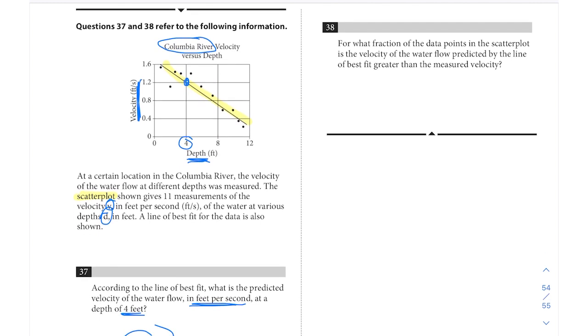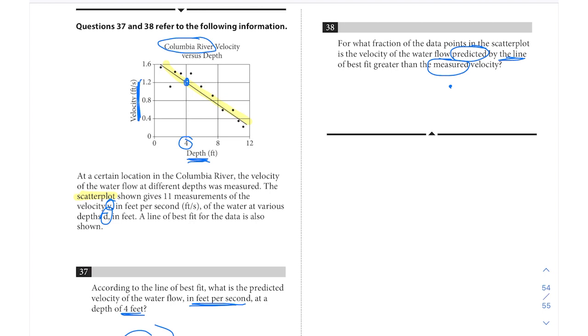All right, let's take a look at 38. For what fraction of the data points in the scatter plot is the velocity of the water flow predicted by the line of best fit greater than the measured? Again, whenever they say predicted, that means you're talking about the line. When they say measured, that means the actual point. So I'll put a little dot there. The measured one is the actual data point. The predicted value is what we see on the line.